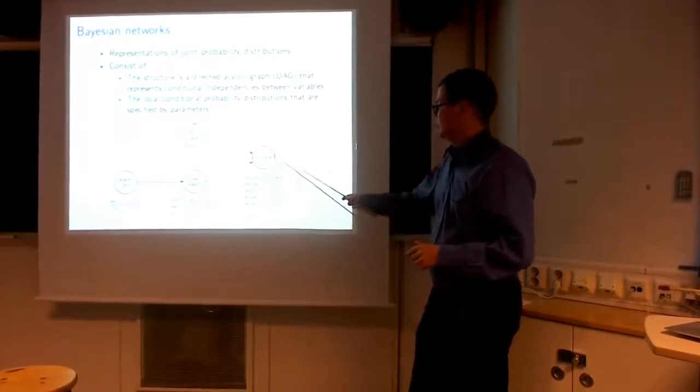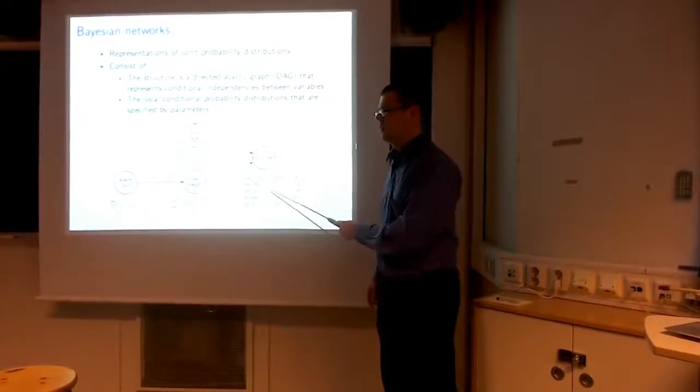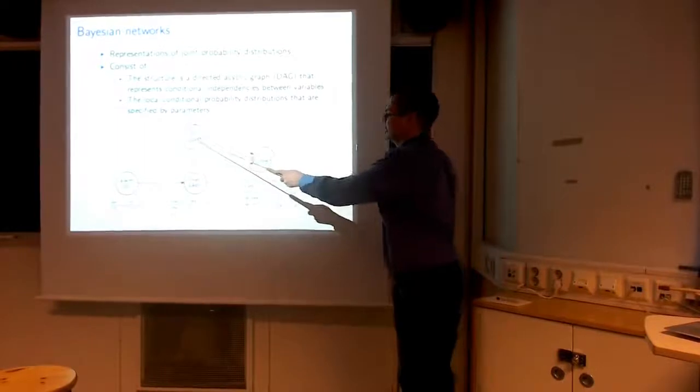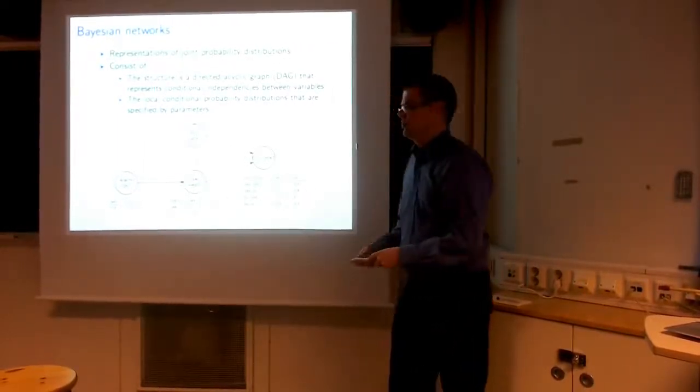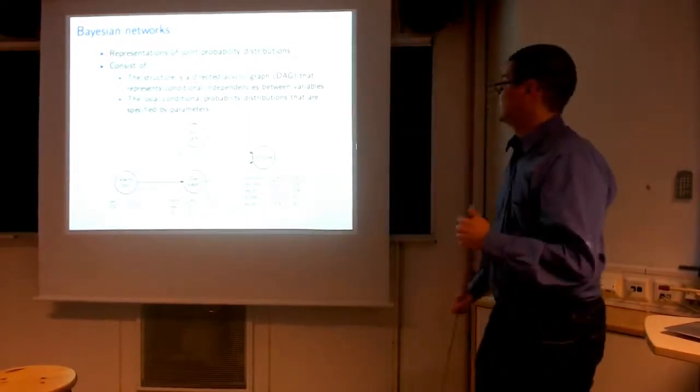And then at each node, we have a local conditional distribution for this variable given its parents in the graph. And then we get the joint distribution by just multiplying these local conditional distributions.